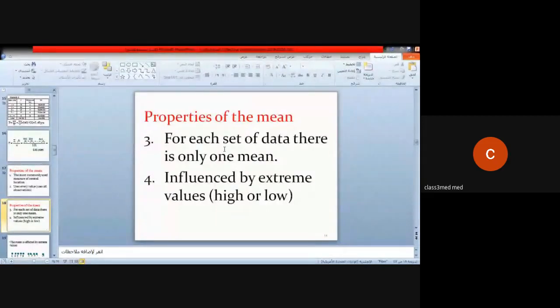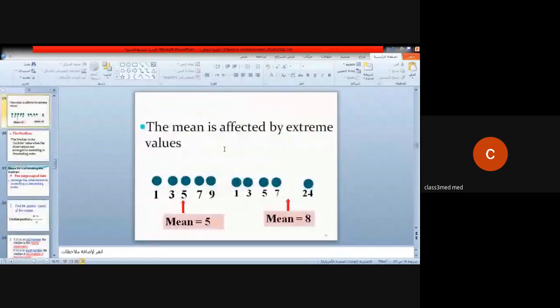And as you can see here, a simple example: we have 5 observations, 1, 3, 5, 7, and 9. If you add them up, you get 25, divided by 5, you get a mean equal to 5. If one of the observations, the 9, is substituted by a larger number, away from the other figures, say 24, directly the mean becomes 8, which is quite different from the 5.